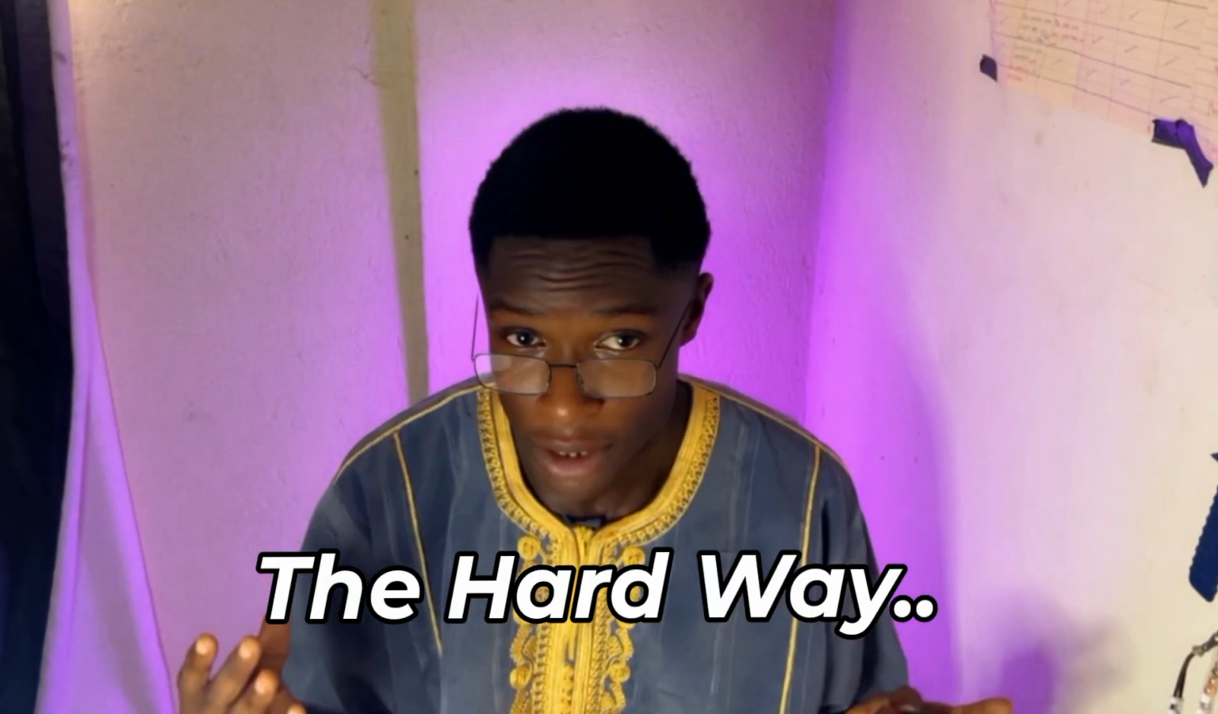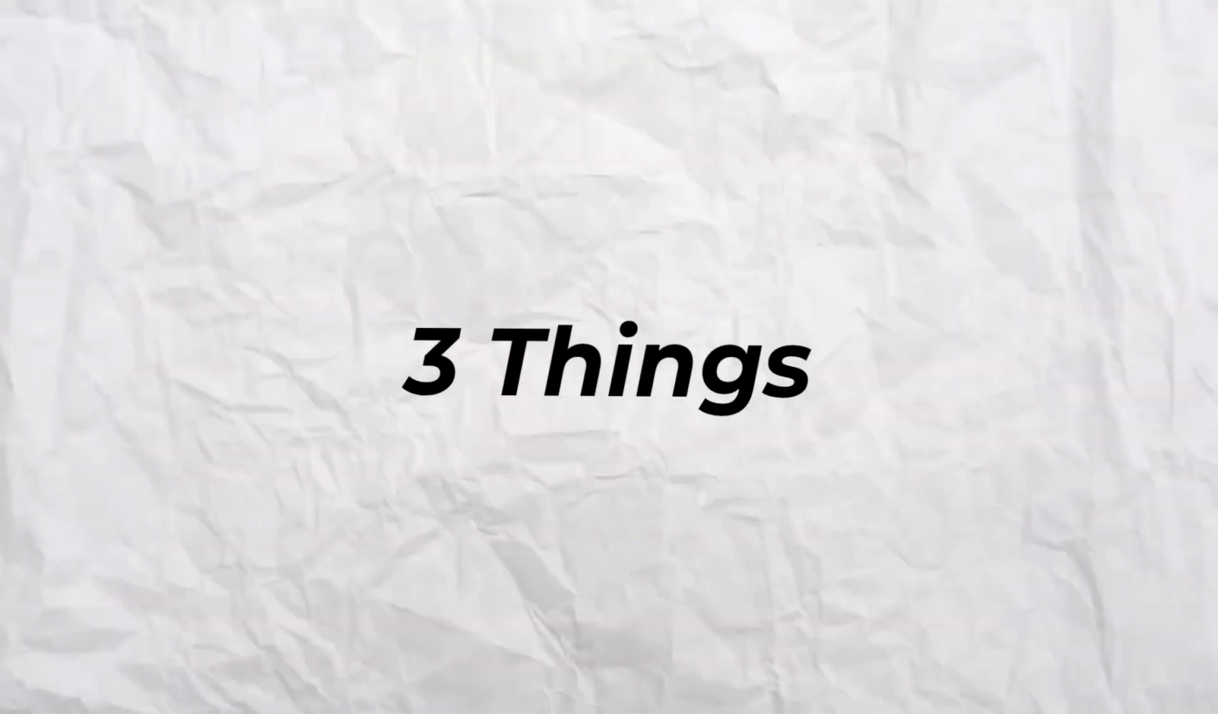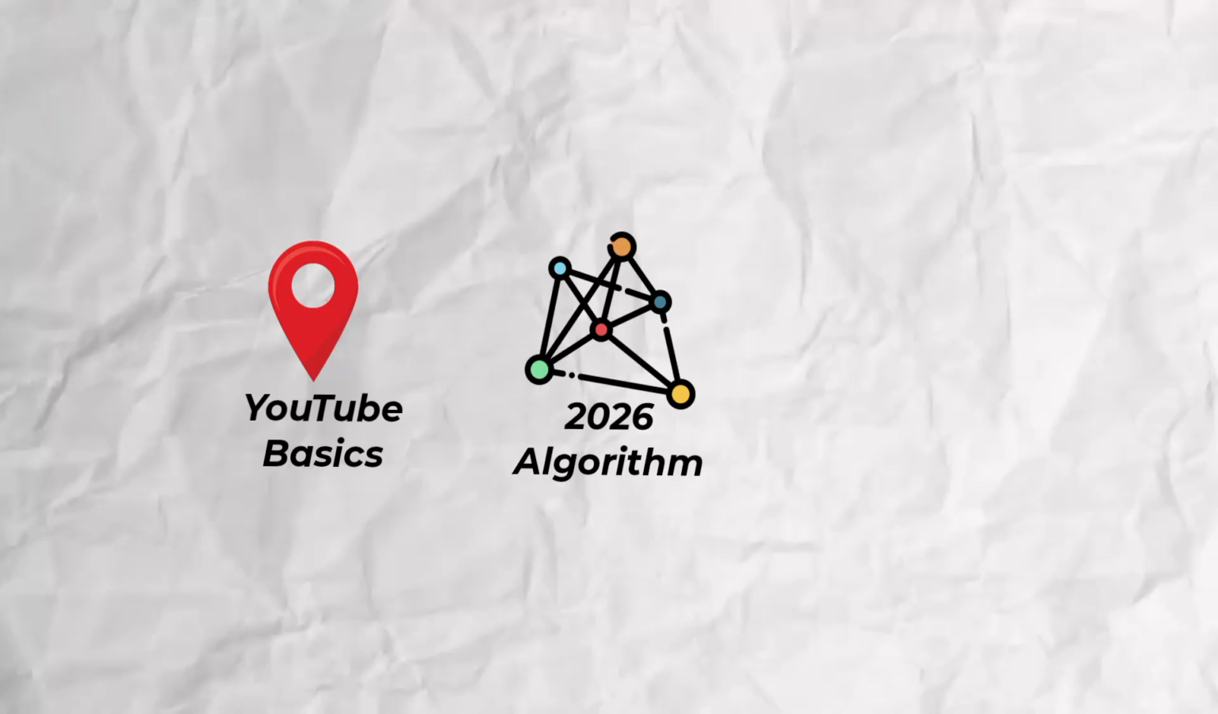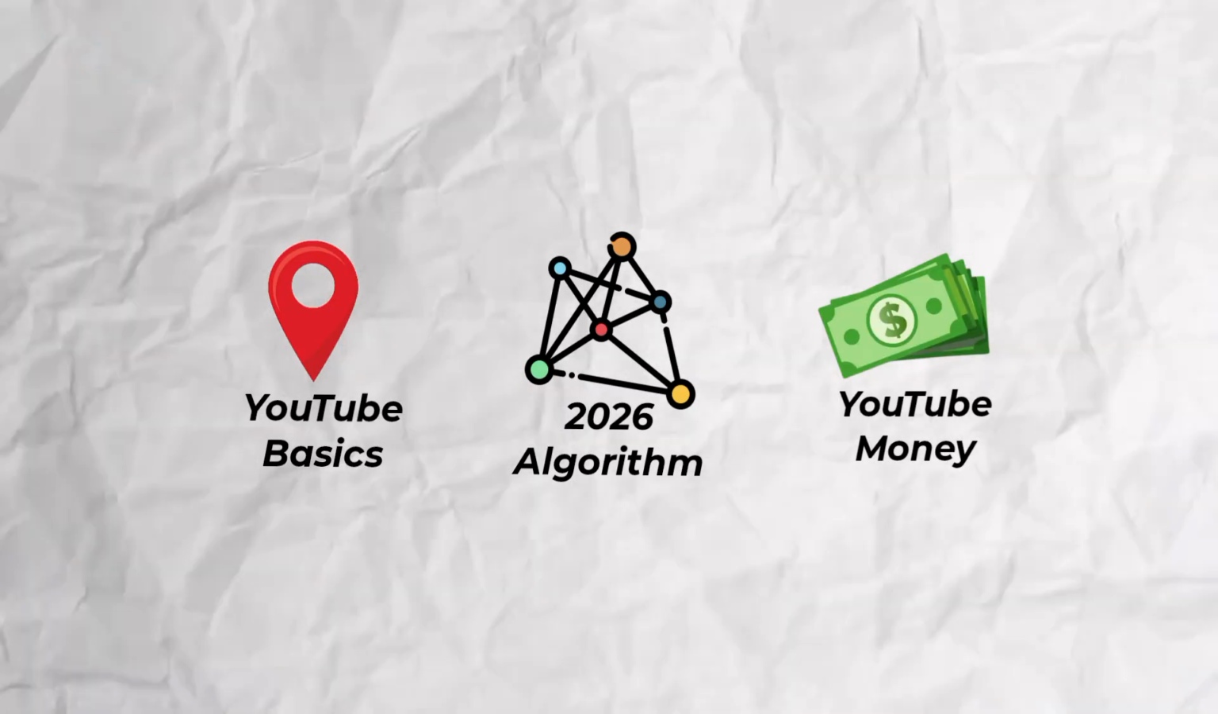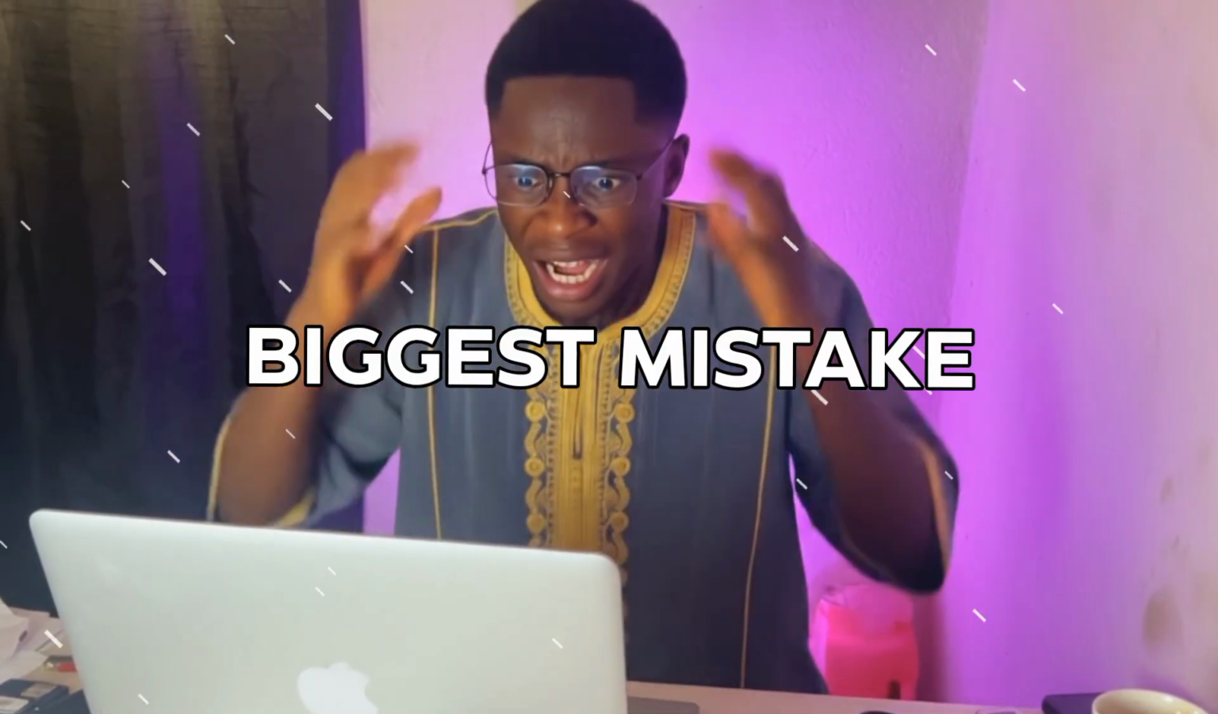Now I've learned more in that 1 month than the past 3 years. So that's the person I'm taking advice from. A person who learned everything the hard way. We are covering 3 things today: the basics of YouTube, the 2026 algorithm updates, and how small creators are actually making money right now. And I will end with the single biggest mistake I made on YouTube. One I don't even wish for my enemy. Let's get in, shall we?